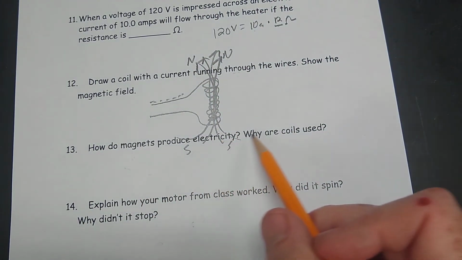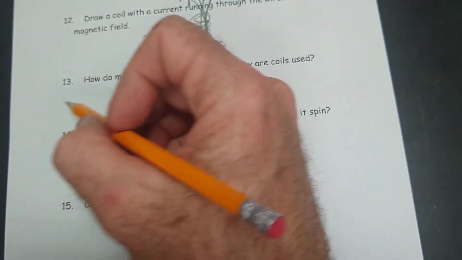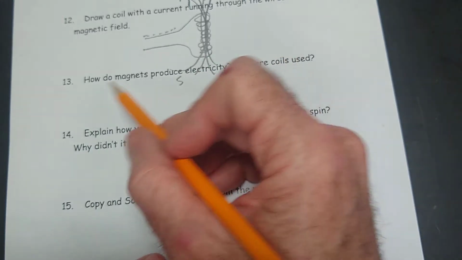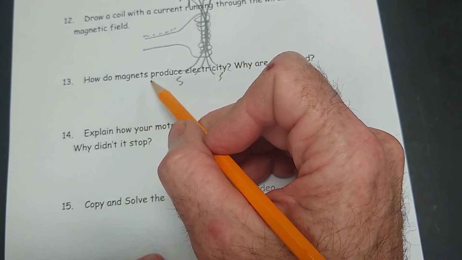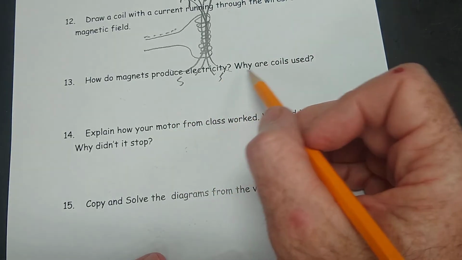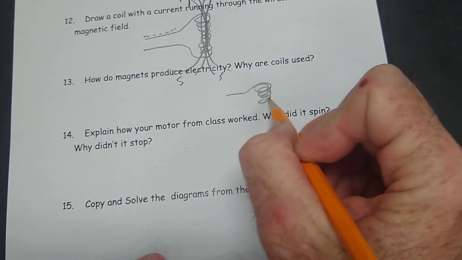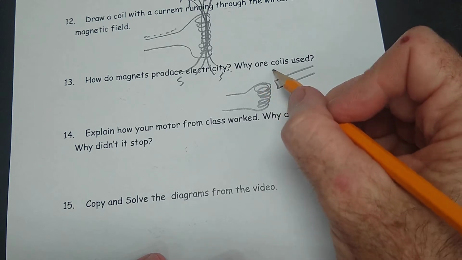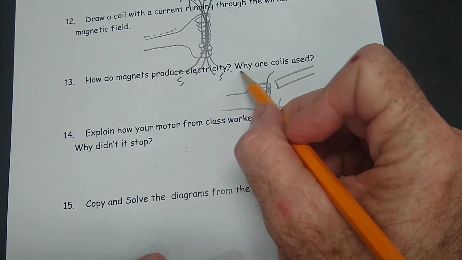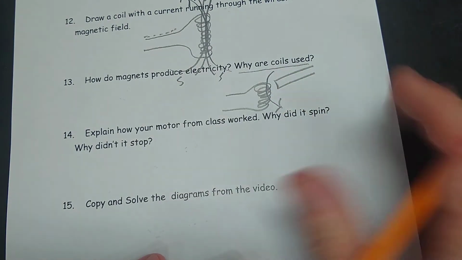How do magnets produce electricity? Why are coils used? A magnetic field being moved past an electron will make it move. Why are coils used? So we can put a lot of the electrons in the path of the magnet at the same time. Surface area is a good answer for this. You're covering more surface with the same motion of your magnet.